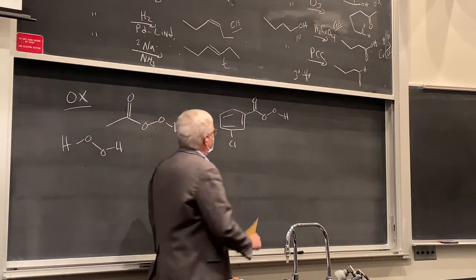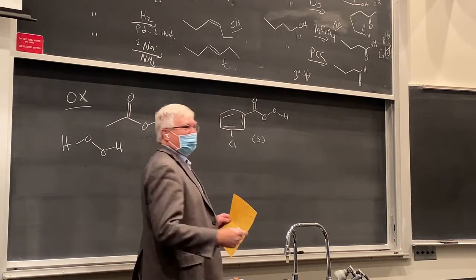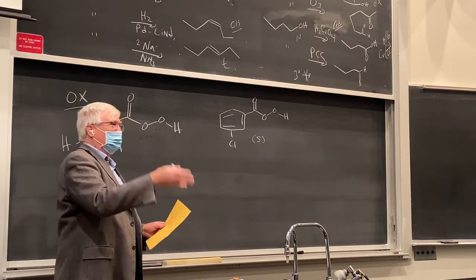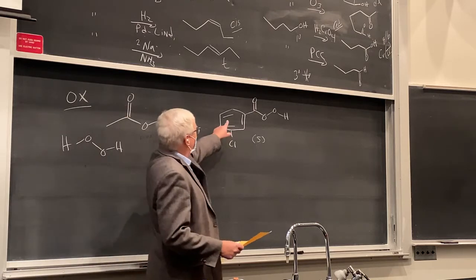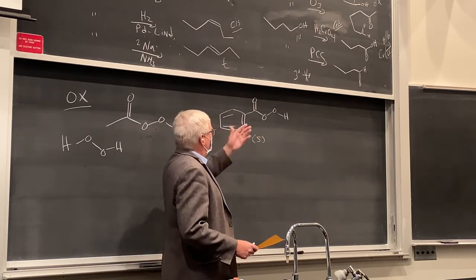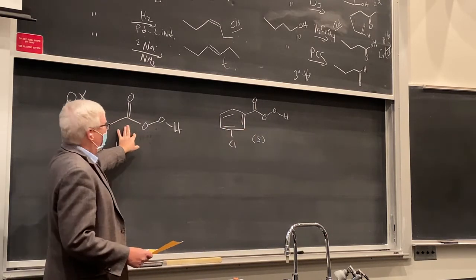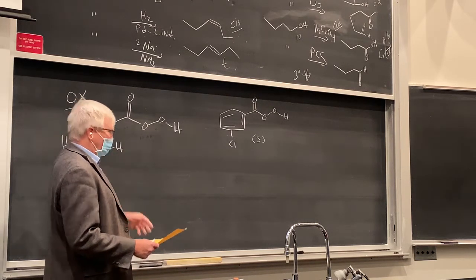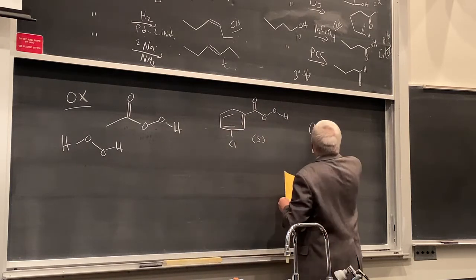The nice thing about MCPBA is it's a well-behaved solid material. We can weigh it out. It's not corrosive. We can get the right equivalents and add it in conveniently. So we often use that. The aromatic thing, and then the byproduct is the carboxylic acid itself, and that's easy to separate. Peracetic acid's okay, but it's hard to get it in pure form. It's a solution. It's a little bit harder to handle. And then we got the chromium reagents.